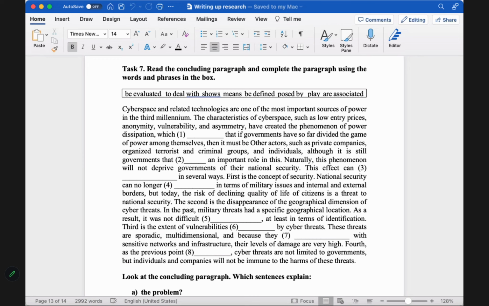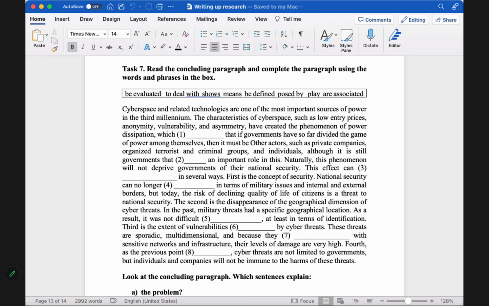These threats are sporadic, multi-dimensional, and because they are associated with sensitive networks and infrastructure, the levels of damage are very high. Fourth, as the previous point means, cyber threats are not limited to governments, but individuals and companies will not be immune to the harms of these threats.